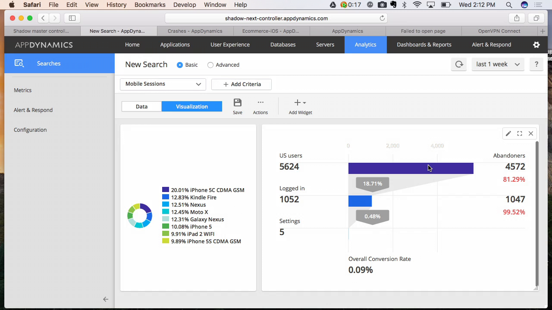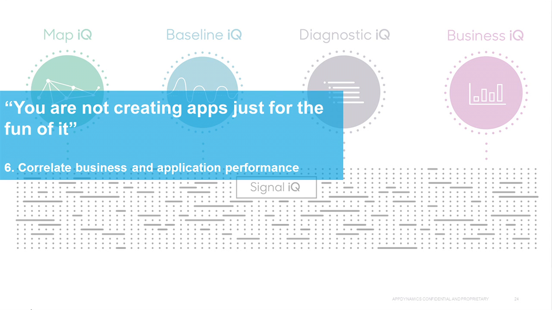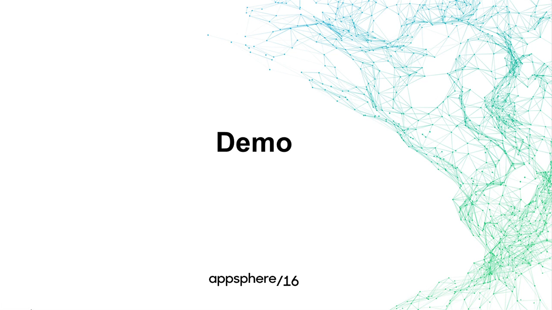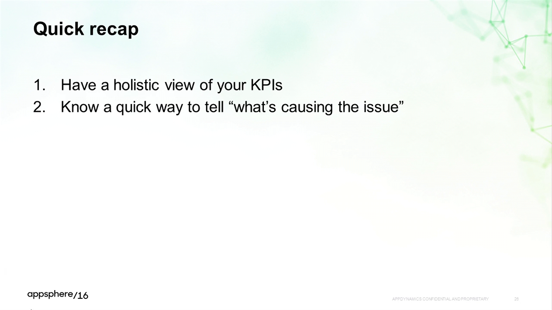All right, now that we have gone through the business use case, let's quickly recap all the best practices. The first best practice is to have a holistic view of your KPIs. Understand what your KPIs are and how your application is doing in 1 second. Know a quick way to tell what's causing the issue. Don't play the blame game between the teams. Know where the problem is and fix it. That's what would make your business better than your competitors.